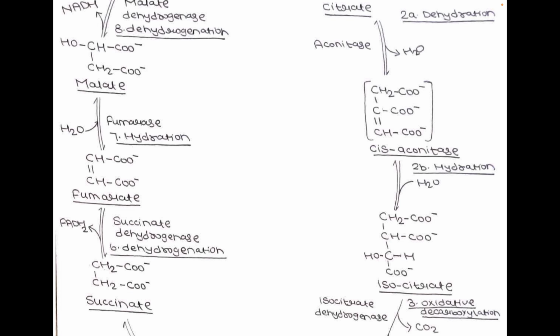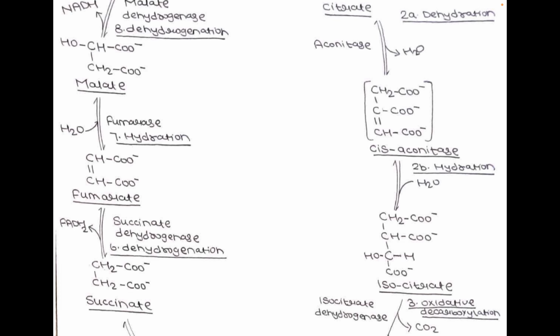The enzyme succinate dehydrogenase removes 2 hydrogen atoms from the 2 central carbons, forming a carbon-carbon double bond. These electrons are not energetic enough to reduce NAD+, so they are captured by FAD instead, producing FADH₂.